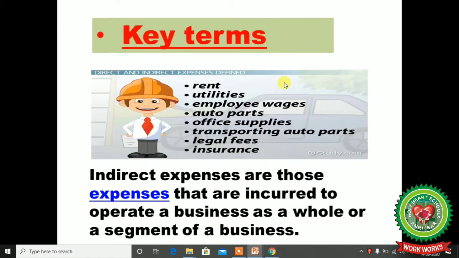For this, see the key terms. Number one key term, indirect expenses. First of all, direct expenses are the cost totally on your production part, like the raw material and labor. And when we are talking about indirect expenses, it is the expenditure on the overall operations of the business, like rent, utilities, employee wages, office supplies, transporting auto parts, legal fees, insurance.